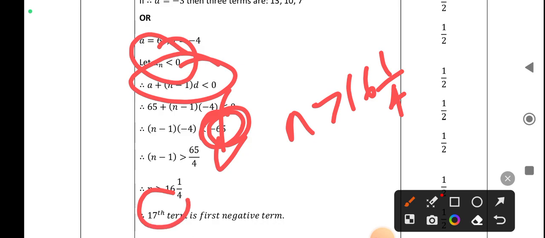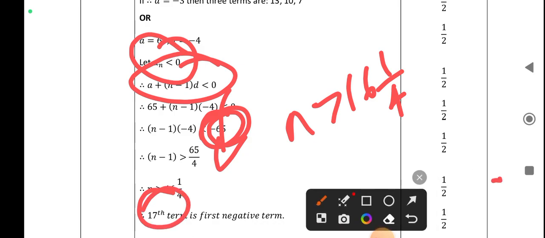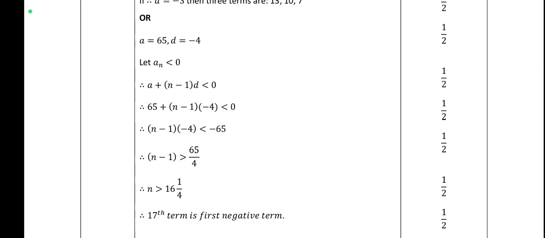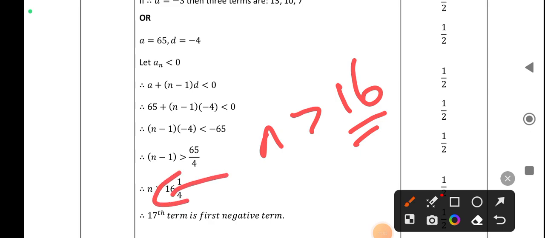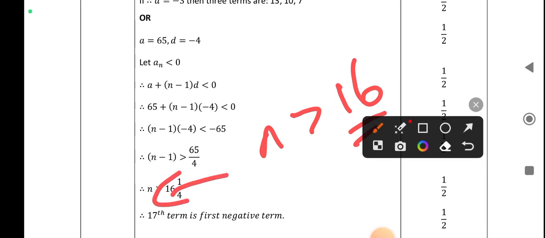I have to write that the 17th term is the first negative term. Even though I got n equals 16 now, suppose n is greater than 16, I should consider that the 17th term is the first negative term.